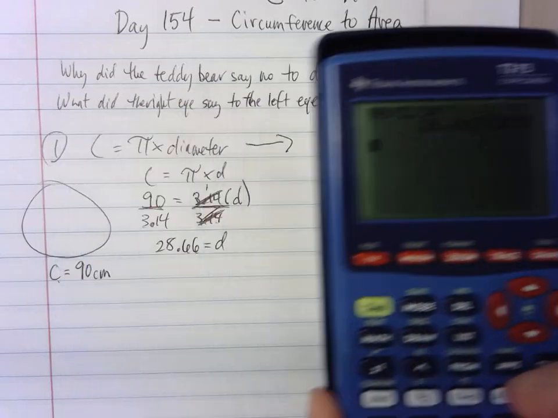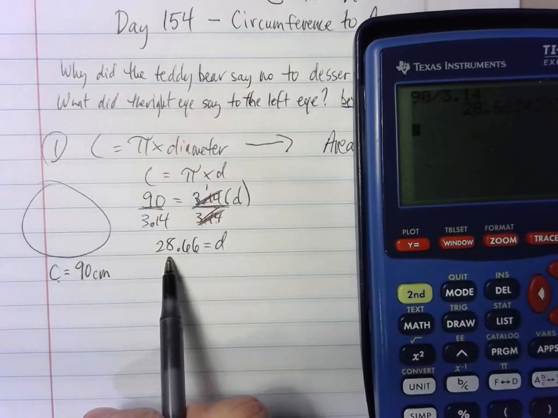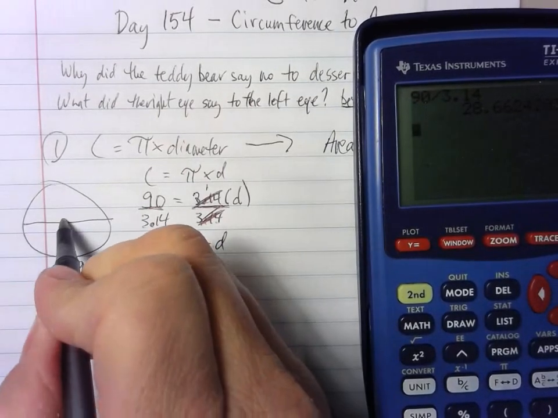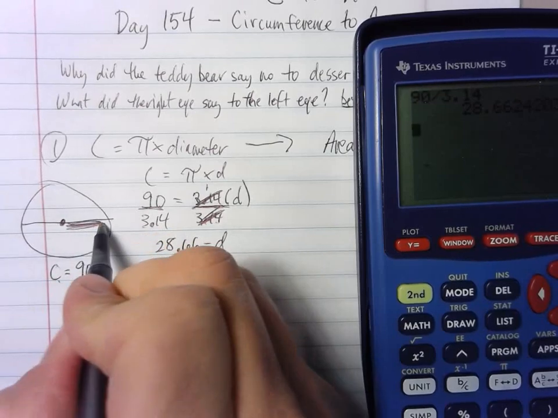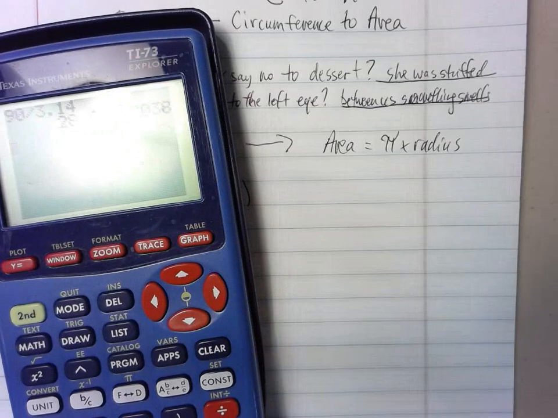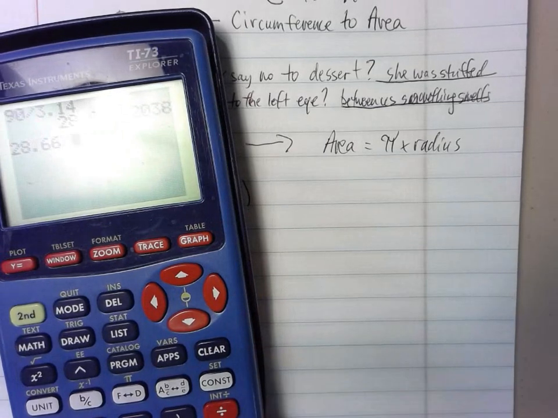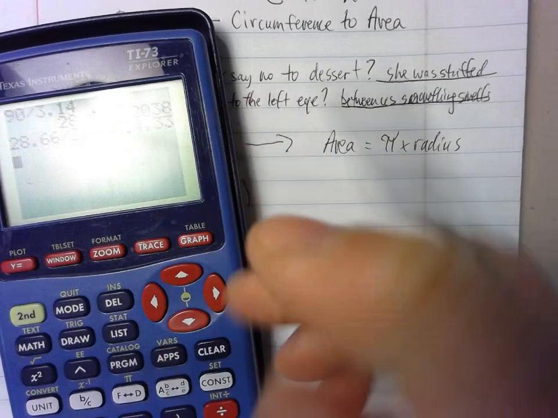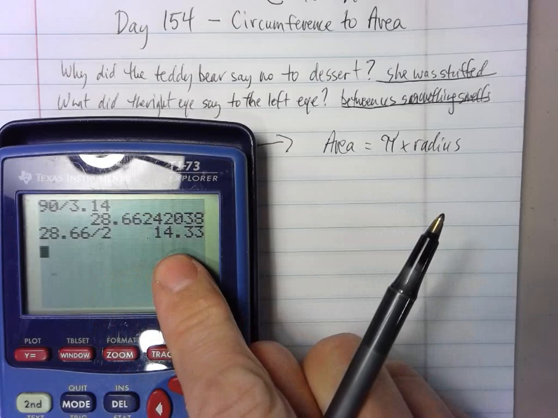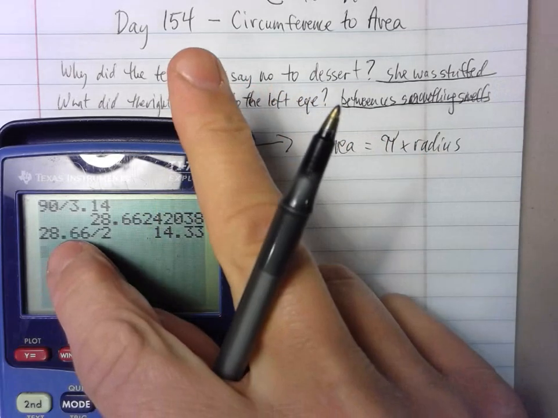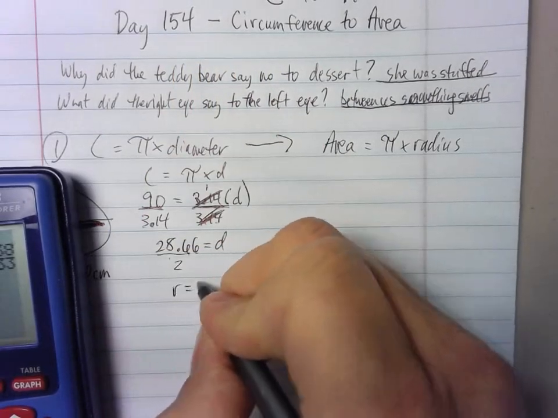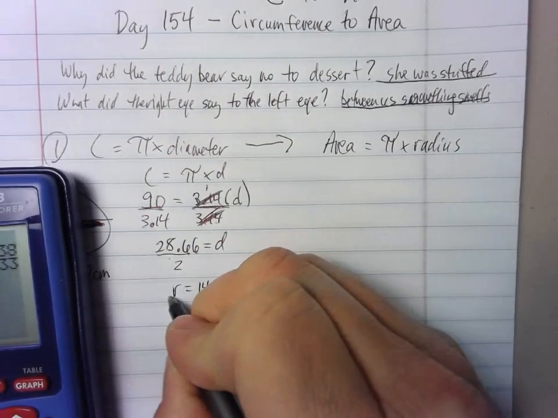Now I need the radius for the area. The diameter goes all the way across the circle, and the radius is half of it, so we take that number and divide it by 2. 28.66 divided by 2 means my radius is 14.33. So take the diameter divided by 2, and that gives you the radius of 14 and 33 hundredths.